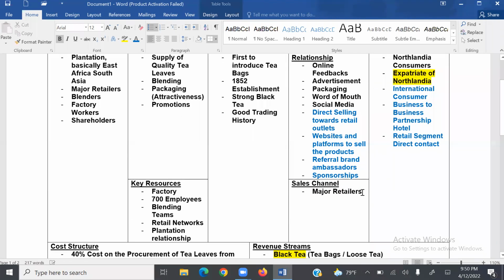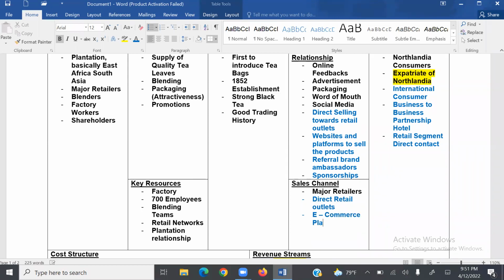So coming into the sales channel, major retailers, and I can write down one more thing: direct retail outlets. We can directly go with direct retail outlets as well. So that is also highly possible at the moment. Another thing in the sales channel is that we can also focus on the e-commerce platforms, in order to reach the customer directly, to make the sales channel even better and easier as well.